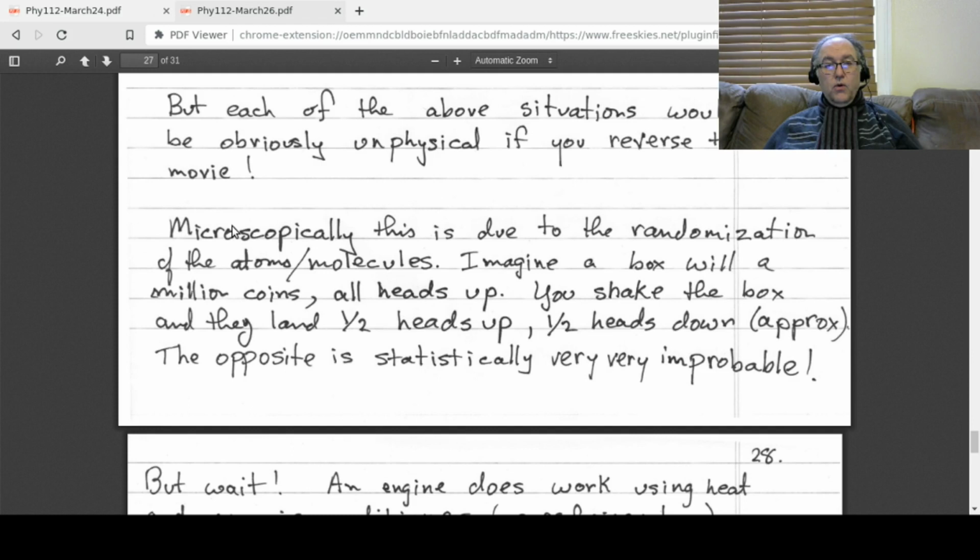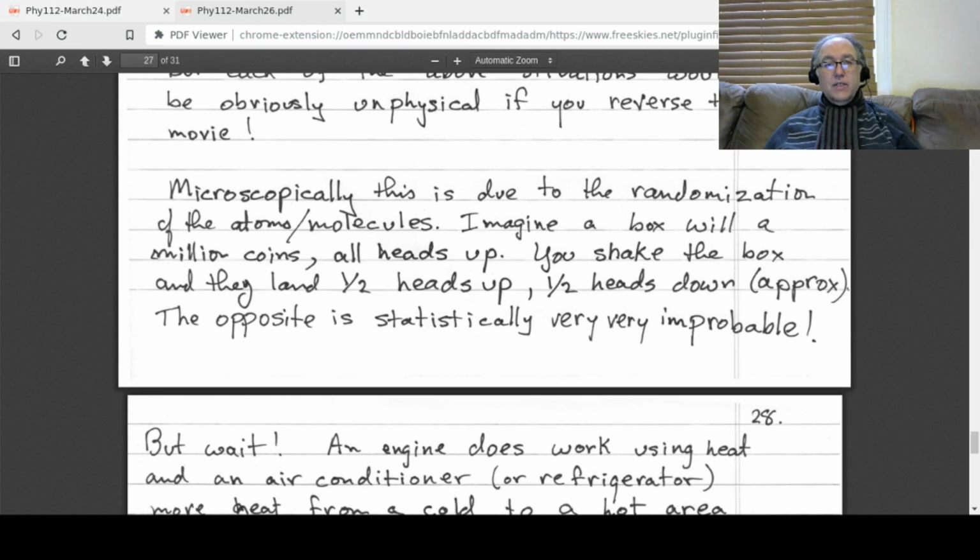Why does this happen? I can't totally do statistical mechanics for you, but I can give you a sense of what's going on there. It all has to do with the statistics of what's happening at the microscopic level. So just think of it this way: whenever you see time symmetry broken because of some statistical reason, that's the second law of thermodynamics in action. So imagine that you have a box and you've got 1,000,000 coins in this box, and all the coins are heads up. We just went around and ordered all the coins heads up.